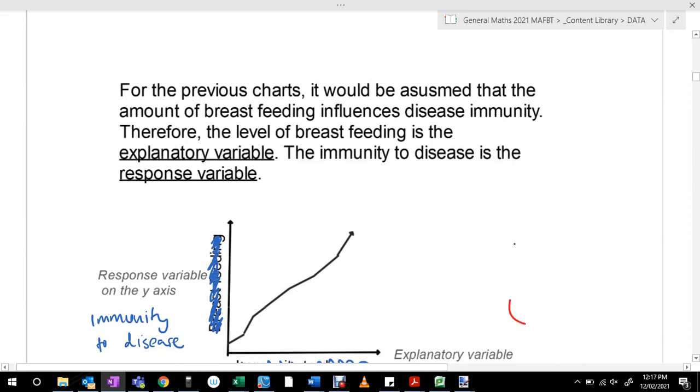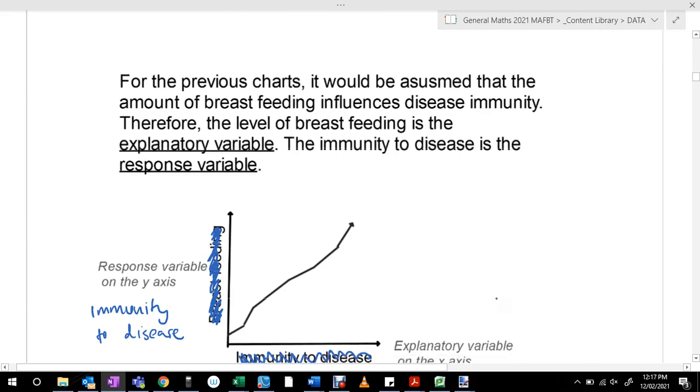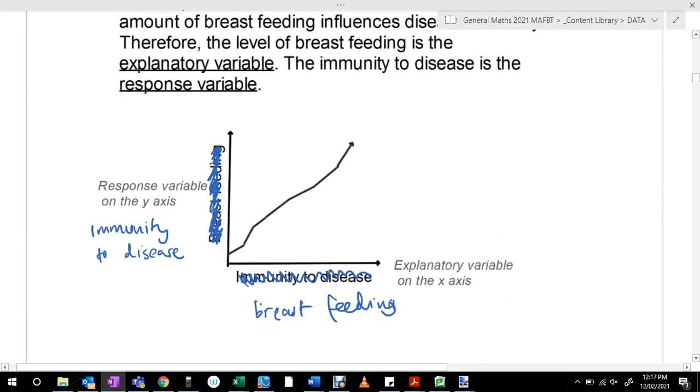Okay. Let's continue. So these notes made an error. Breastfeeding should obviously be down here, and immunity should be here. Notice how when you look at the graph, the EV is always on the x-axis. Always put EV on the x, and then the RV always goes on the y-axis. So EV on the x, RV on the y. Don't forget that.